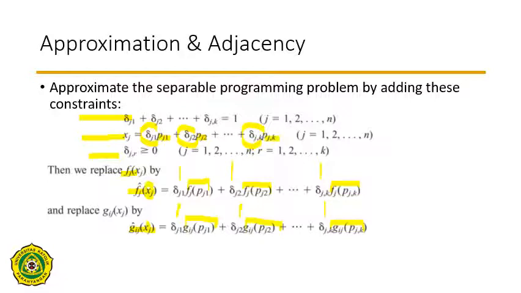Now, the last thing that we need to guarantee to make the solution work well for the problem is an adjacency assumption. Adjacency assumption means that we need to activate two grid points that are next to each other. We don't want to activate two grid points that are very far from one another because the solution will be very bad.